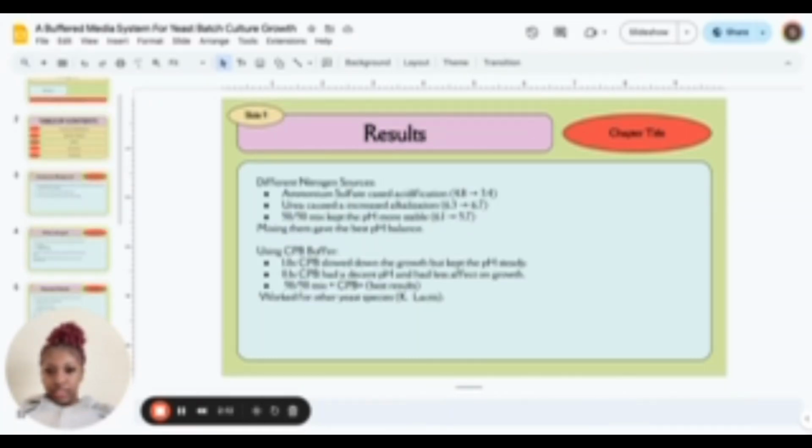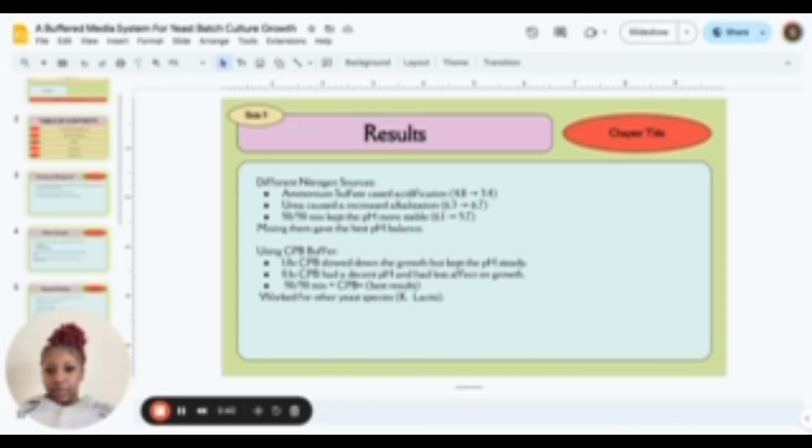The results for each test, the first being the different nitrogen sources: ammonium sulfate caused the most acidification, which led to the pH dropping from 4.8 to 3.4. Urea caused an increase in alkalization, which increased the pH from 6.3 to 6.7. And the 50-50 mix gave the best pH balance and kept it more stable. The pH was between 6.1 and 5.7.